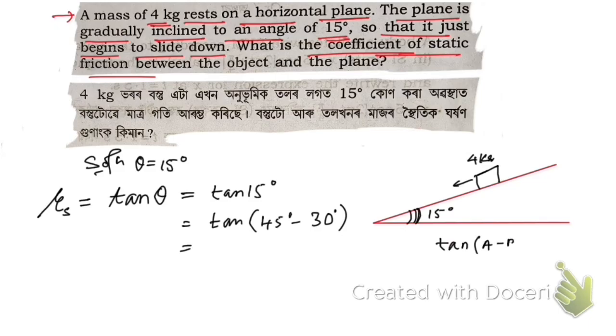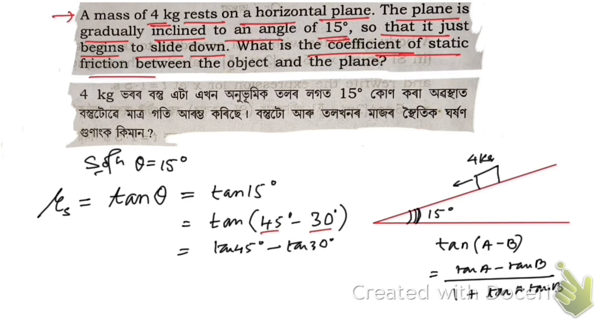Tan (A minus B) is equal to (tan A minus tan B) by (1 plus tan A tan B), right? This is the formula. Here angle A is 45 and B is 30 degrees. So if we use that formula, then what are we going to have? So now you see, then (tan 45 minus tan 30) divided by (1 plus tan 45 into tan 30). That's what we're going to have, right?